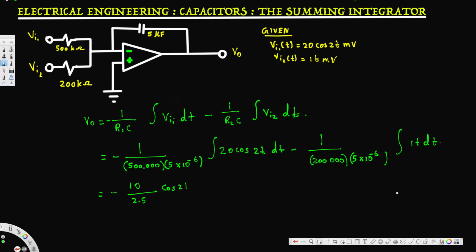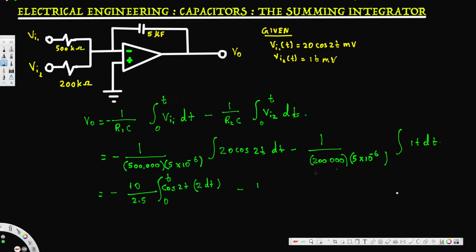To integrate this one easily, we can keep this one with 2 dt. 20, I separate into 10 and 2. In that way it's easy to integrate, and the limits of integration are going to be 0 to t. Okay, so this is this one, and minus 2 times 5 is 10, and this is going to be 1 million times 10 to the power of minus 6. So all the zeros are going to cancel. We are left with 1.